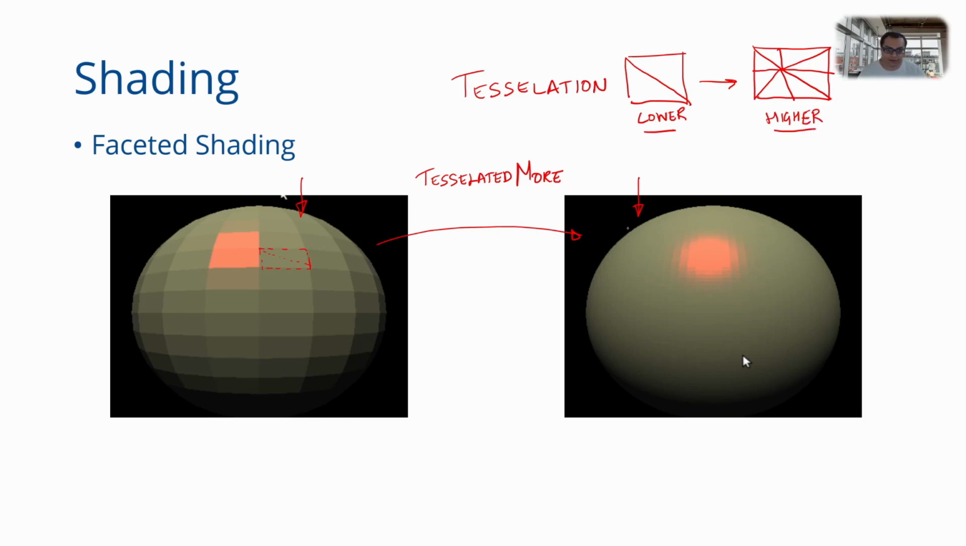So if I increase the amount of tessellation, then you can see that the facet sizes have become smaller, and the discontinuities are therefore smaller in appearance, right? So you reduce the size of the discontinuities that appear in faceted shading. Okay, so you will find that as you go on increasing tessellation, the smallest polygon that you can display on the screen is going to be the size of 1 pixel.